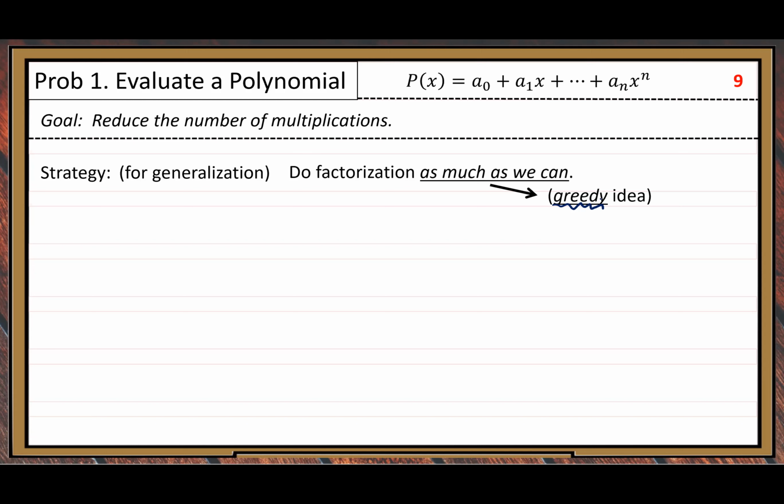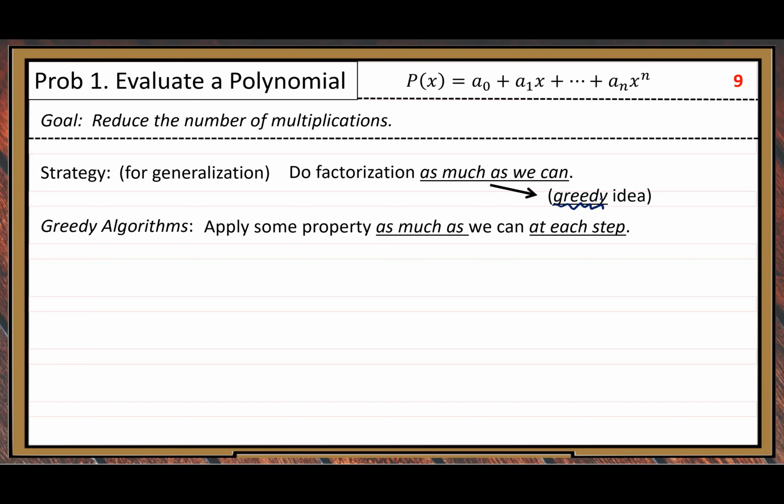So that's our first view. Greedy algorithms: in our textbook, we have one chapter about greedy algorithms. But in this class, we have very limited time, and probably do not have enough time to cover that chapter. So here I give you a brief introduction. What are greedy algorithms? We apply some property as much as we can at each step. That's the main idea of this algorithm.